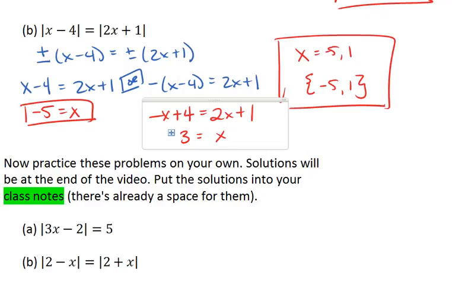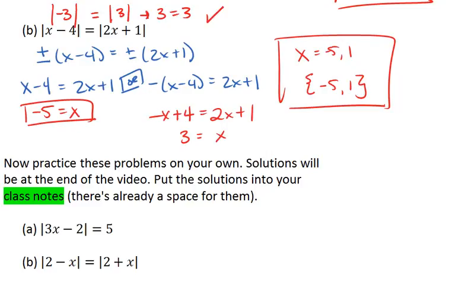The last video cut off a little early, but you should have seen that both the solutions -5 and 1 work. In particular, I want you to make sure that when you plug in the 1, you should get absolute value of -3. On the right side, we get absolute value of 3, which means 3 equals 3, which is true. So both solutions do work.